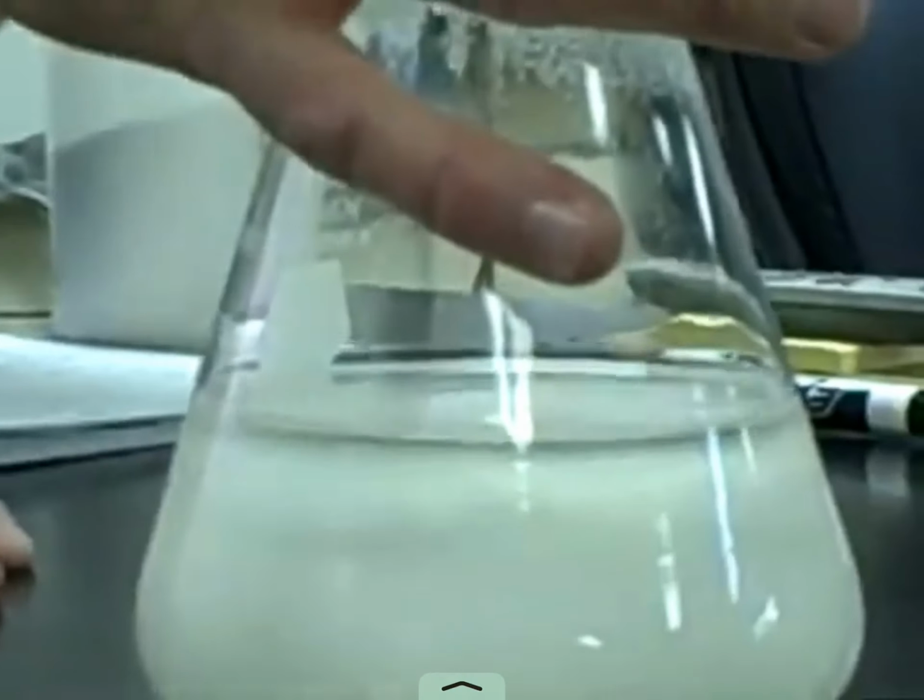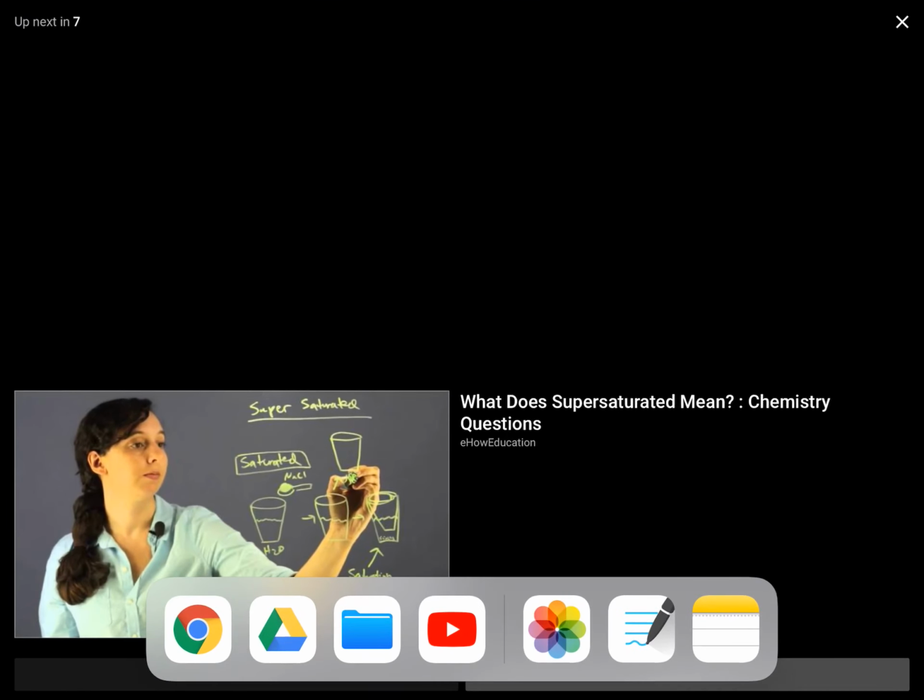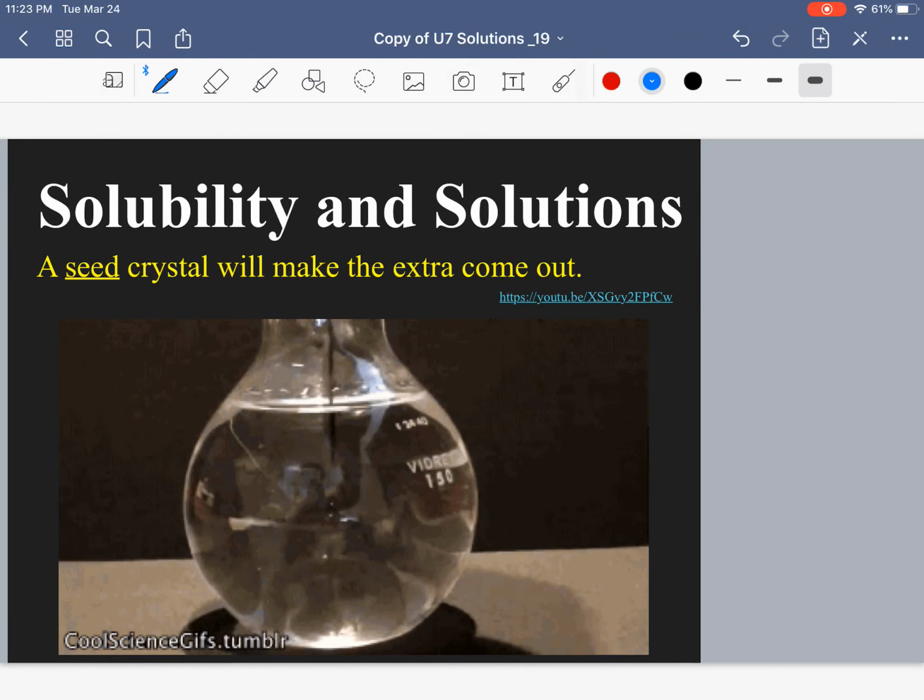Now also, when you feel the bottom of this flask, it feels quite warm. And we'll talk about why that's so in just a sec. All right, so that is what you all basically did in your lab the other day, but you did it by just adding a little bit more.